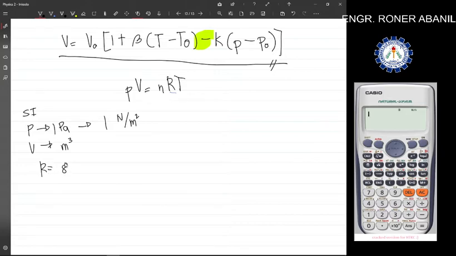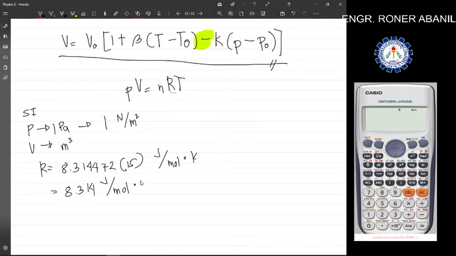is 8.314472 joules per mole Kelvin. Take note, ha? Ayan. Or pwede nating sabihin na 8.314 joules per mole Kelvin. So, ito for the four significant figures.